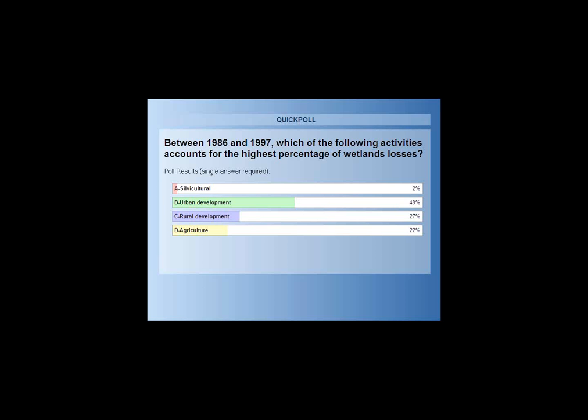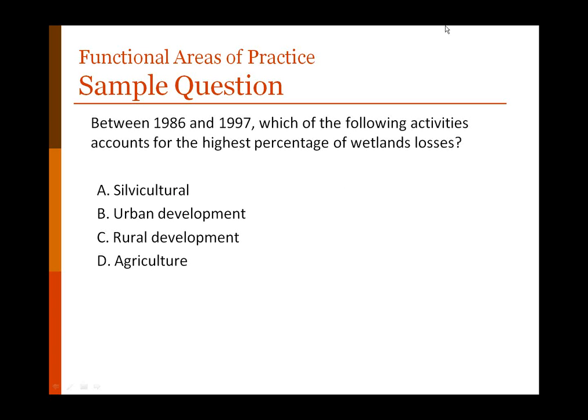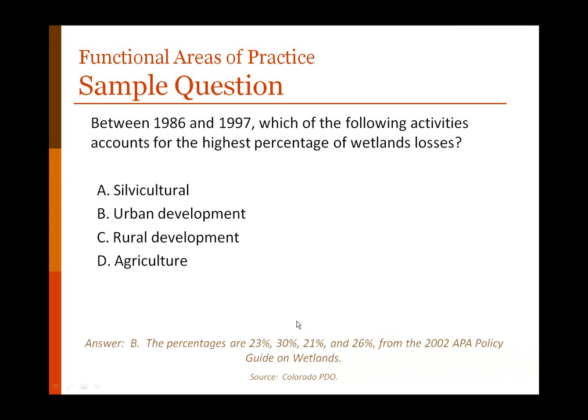About 50% of you went with urban development, and then it was split fairly evenly between rural and agriculture. The answer is B, the urban development. But just so you can get an idea, silviculture is 23% of wetland loss, urban 30%, rural 21%, and agriculture 26%. So you can kind of see that this isn't as distinct as what you might think.